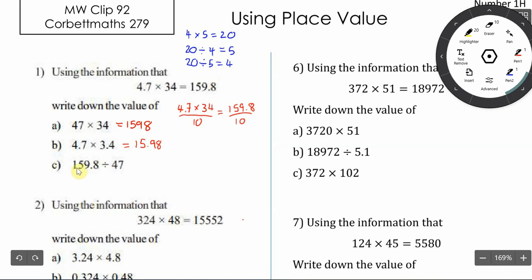So here I'm dividing 159.8 by 47. So it's the same digits that are in the question. Now that implies that 47 can be times by something to get 159.8. Now that looks a bit more like our question. So 47 has become 10 times bigger than it was in the question, yet our answer has stayed the same. So that means the other part must become 10 times smaller. This must become 3.4.